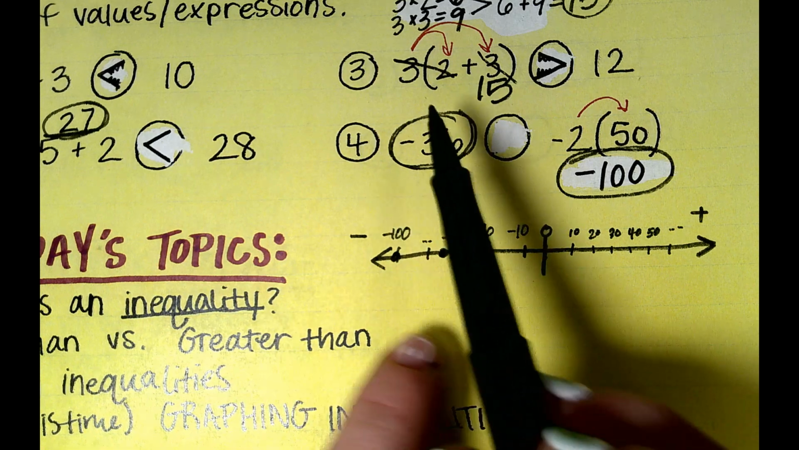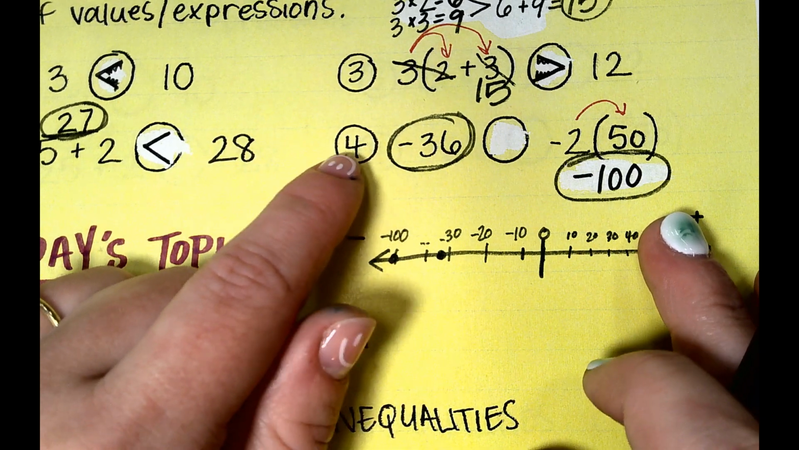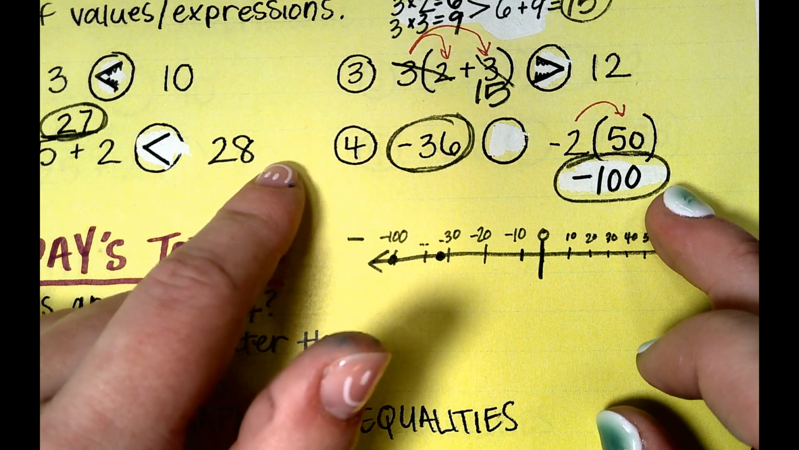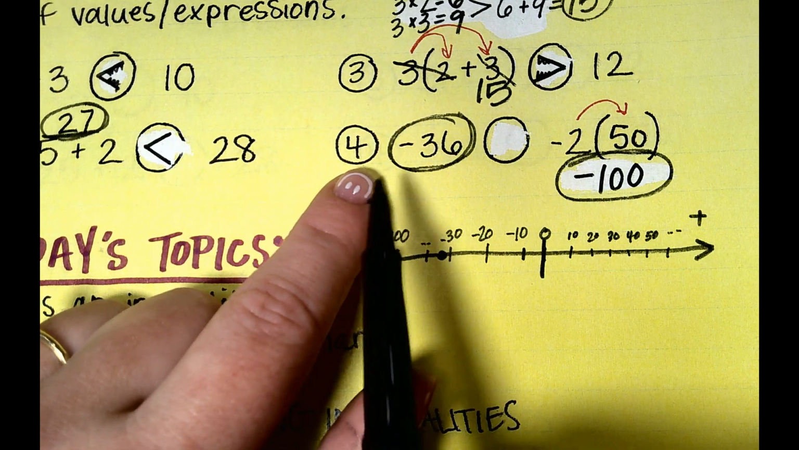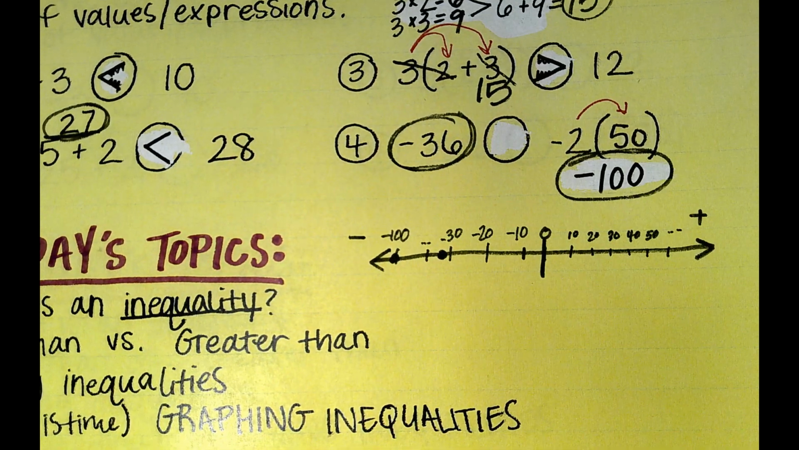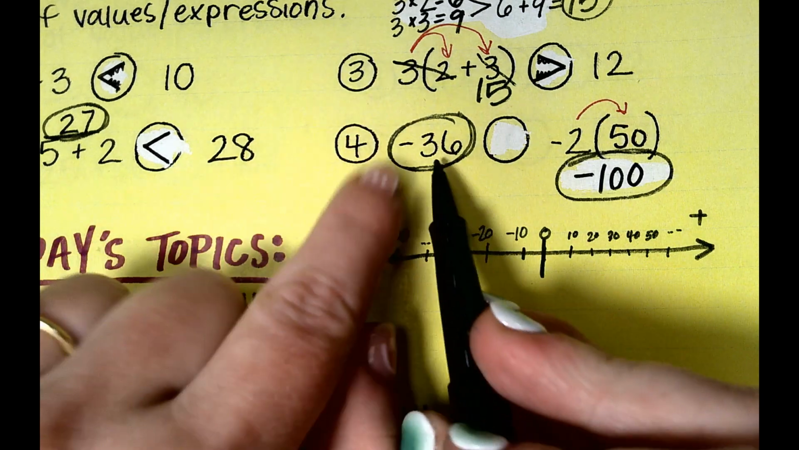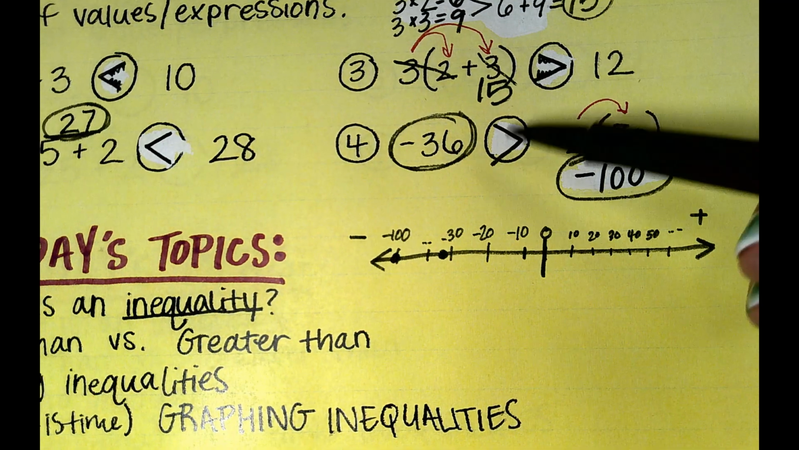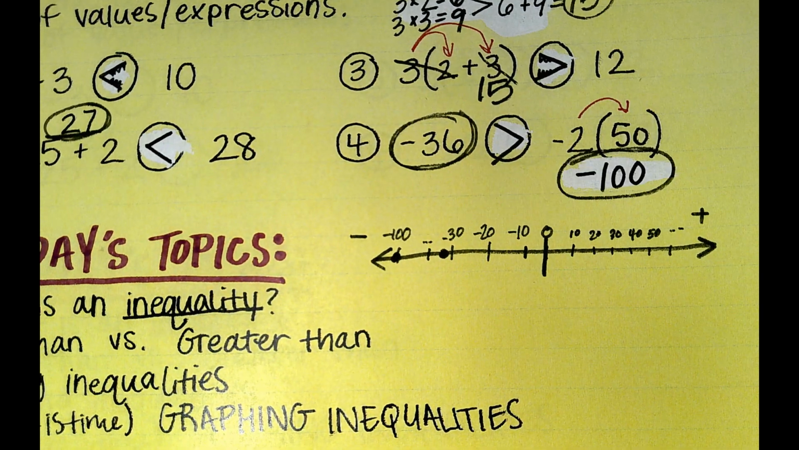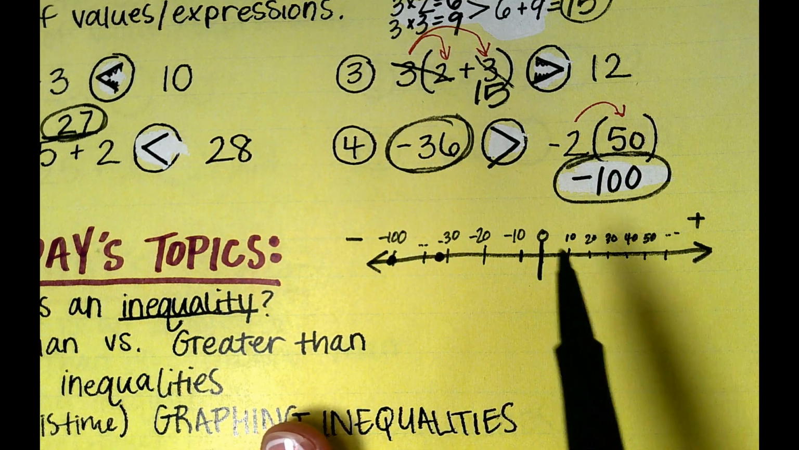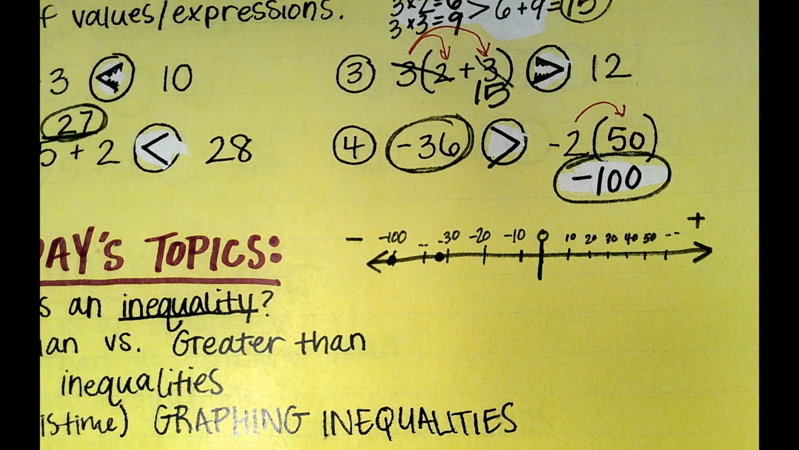Think of it like this too. Would you rather have negative $36 in your bank account, or would you rather have negative $100? Right, because negative 36 means you actually have a little more money, because with negative 100 you owe a lot more. So negative 36 is greater than negative 100. Now, does that make sense to everybody? Okay. Negatives are tricky. Yes, they are.